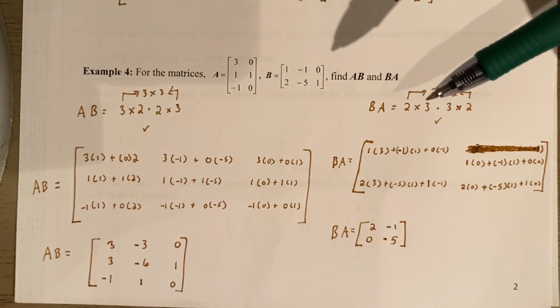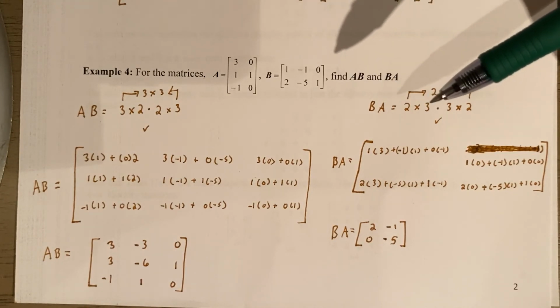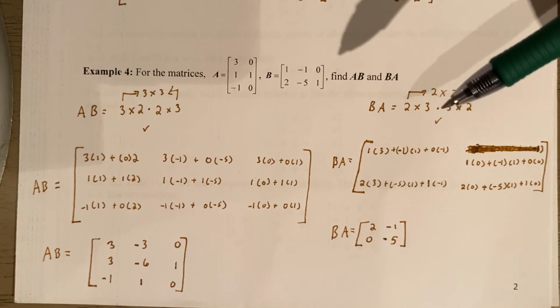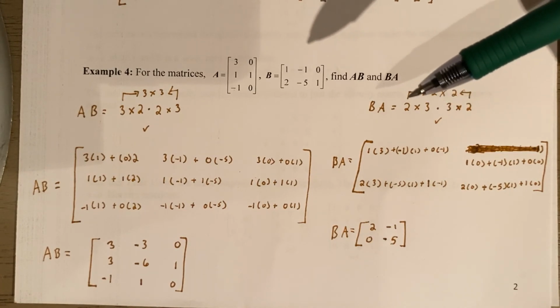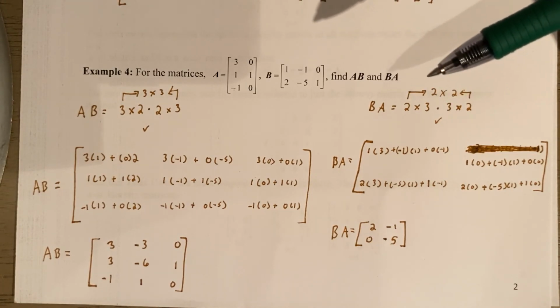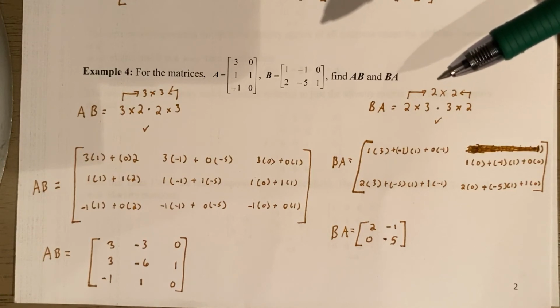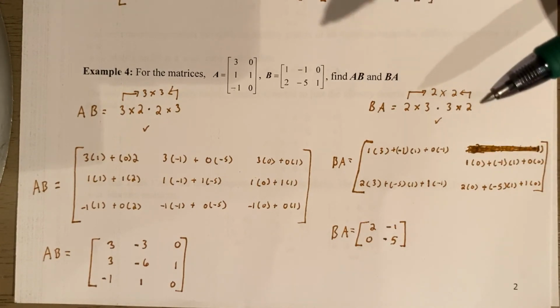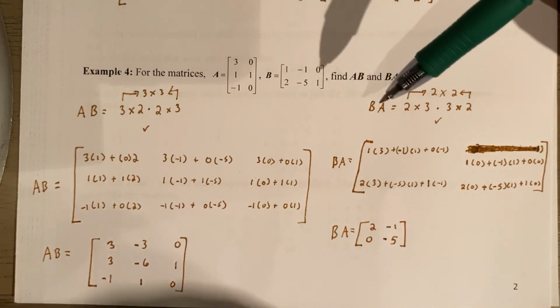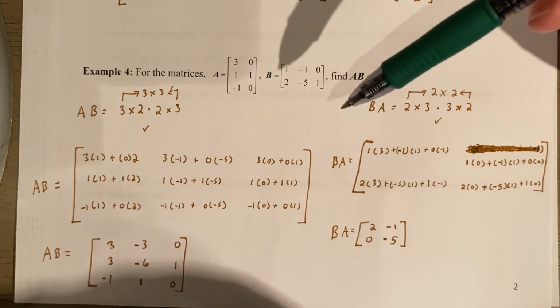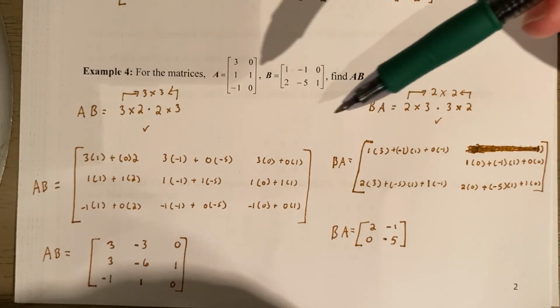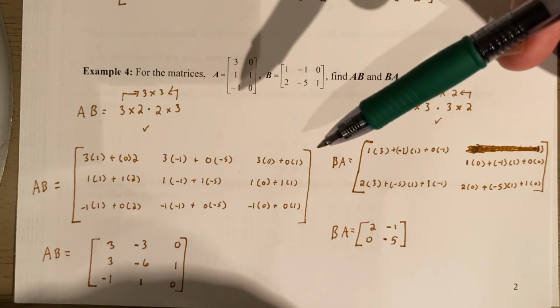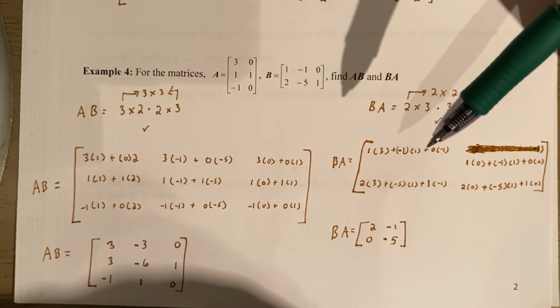Now, for B times A, I have to put B in front. B is a 2 by 3 times A, a 3 by 2. The 3's match up, so I can do matrix multiplication, and the product of B times A will result in a 2 by 2 matrix. Again, I'm going to do the same thing. I'm going to take every row and multiply it by every column. So 1 times 3, -1 times 1, 0 times -1, and that's going to be the first element.